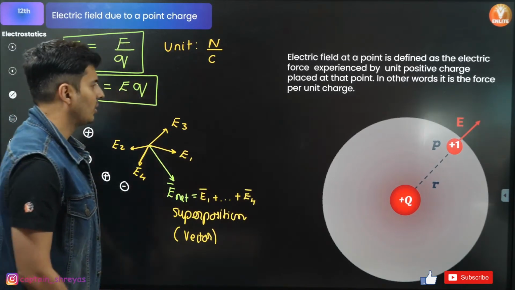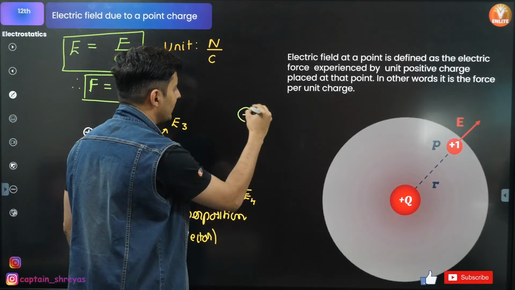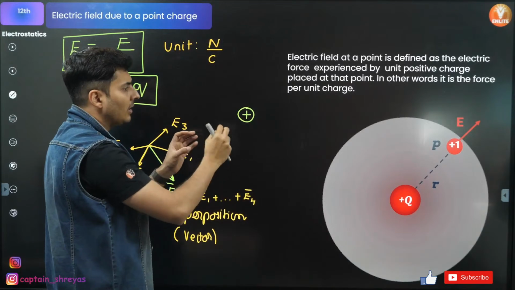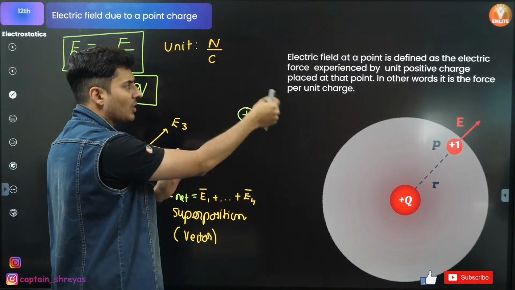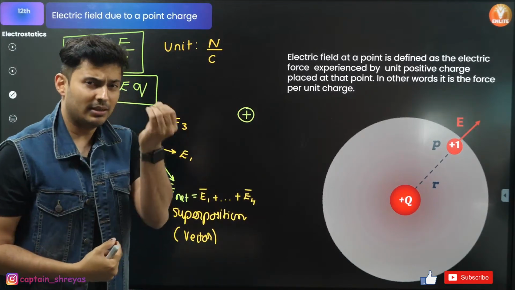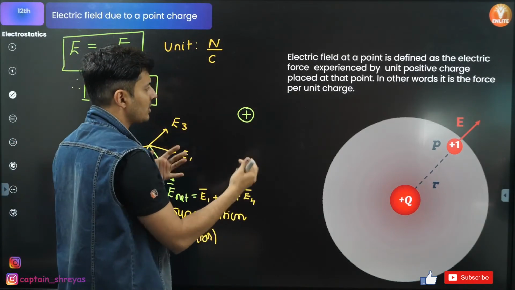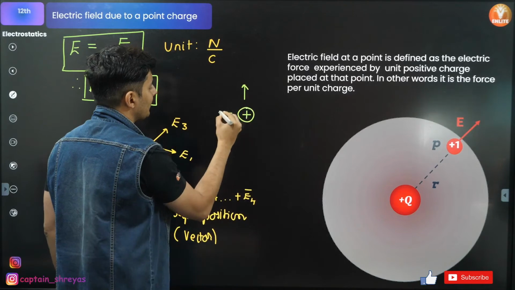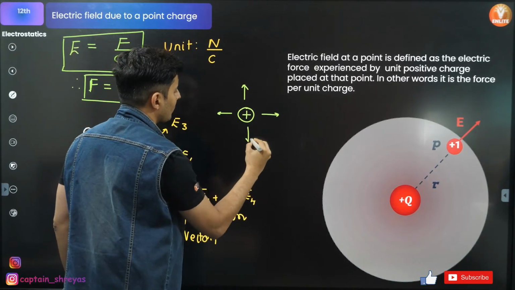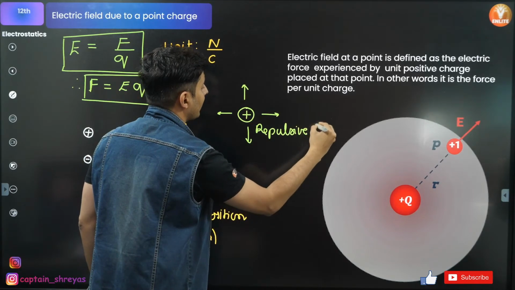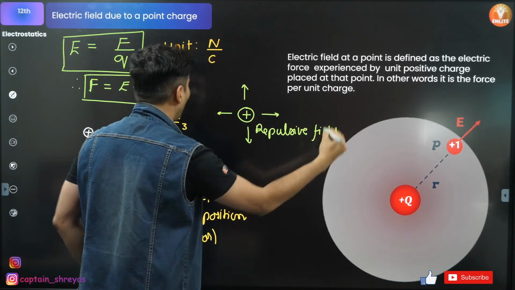Also, notice one more thing. If you take a positive charge, then no matter where you are around it, another charge placed close by it, which is a unit test positive charge, will always experience repulsive force. So always there is a repulsive field. So what kind of field is this? This is a repulsive electric field which is there around a positive charge.